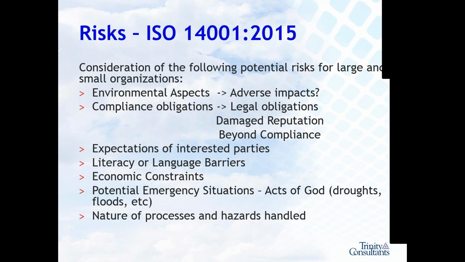Economic constraints, right? Economics are always something that have to be taken into consideration. Potential emergency situations, we talked about that. And the nature of your process and the hazards handled. A chemical company is going to maybe go through something more thoroughly than a packaging company. But there are risks associated with both of those that consider more attention versus the other. But it really has to do with what impacts it has on your organization and how critical it is to your business.